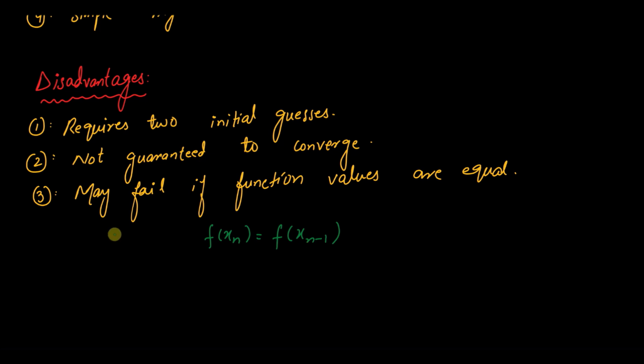So to sum up, if you want a method that's efficient, doesn't need any calculus, and performs better than basic bracketing methods, the secant method is a great choice. But just be cautious with your initial guesses and always watch for function behavior. We will implement this secant method in MATLAB step by step.